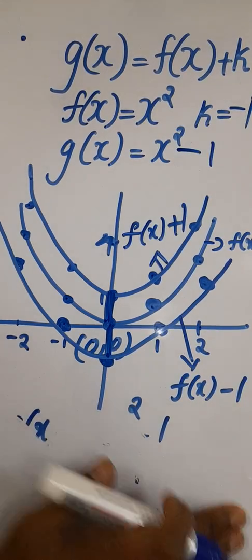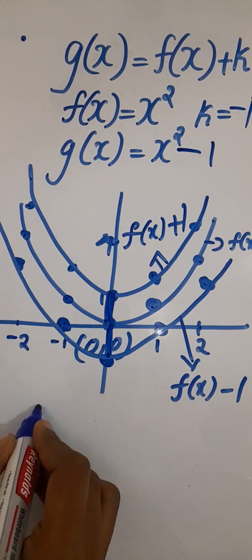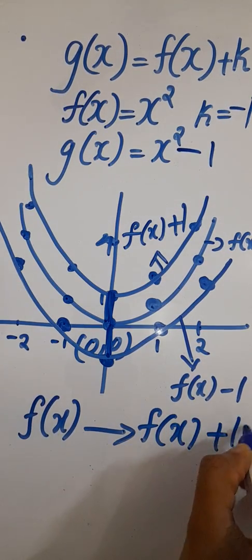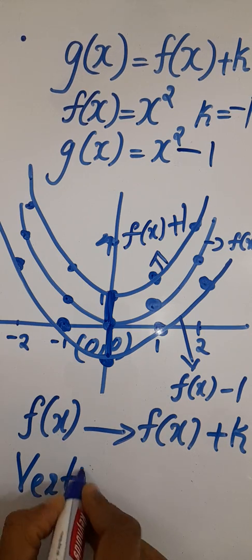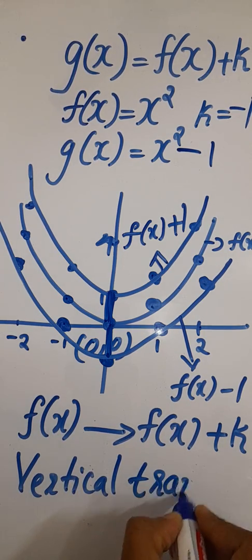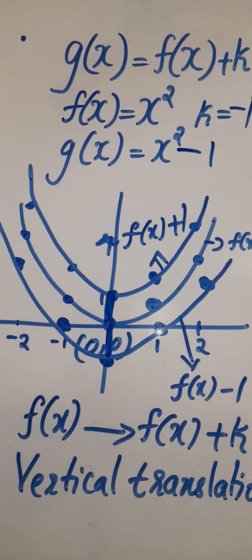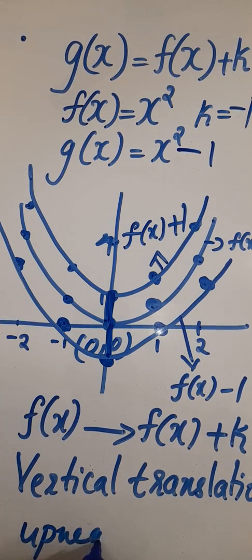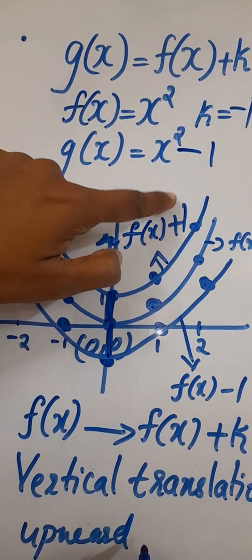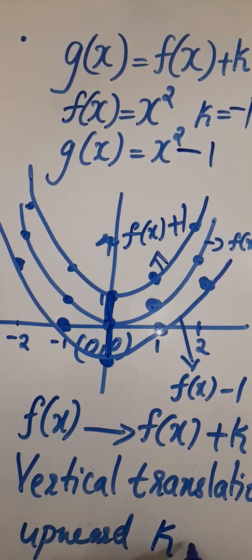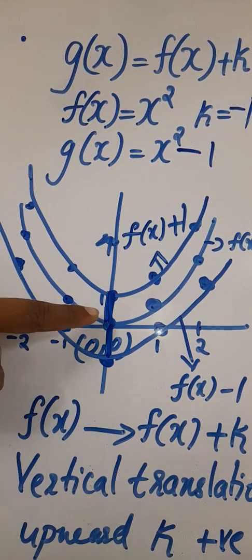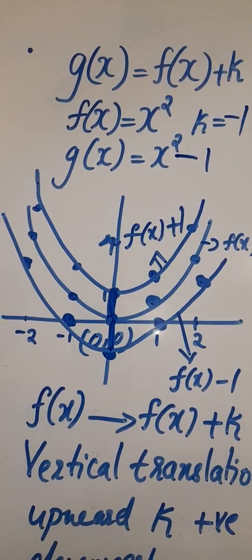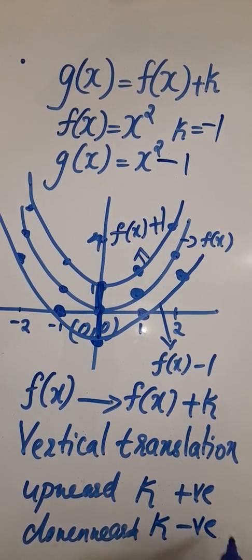So we can conclude that when f of x is transformed to f of x plus k, we end up getting a vertical translation. The translation is vertically upward if k is positive. And the translation is vertically downward if k is negative.